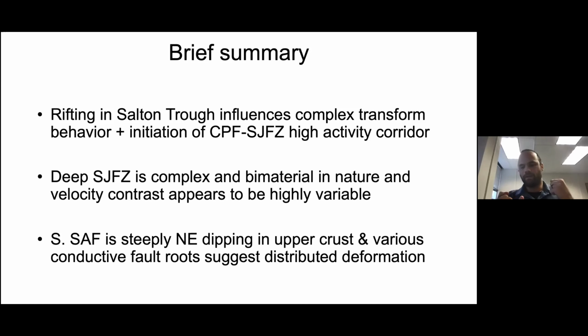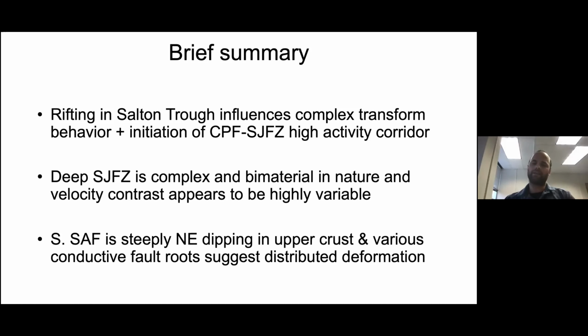And both the MT results and that dense nodal array I showed most certainly tell us that this fault system in the upper crust is steeply northeast dipping. Deeper down, the MT results suggest two scenarios. I'm leaning more towards the fault zone being near vertical. It evolves into a more vertical structure at greater depth, but I know other data sets show something different.